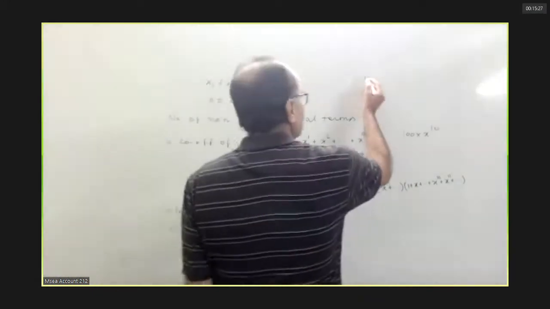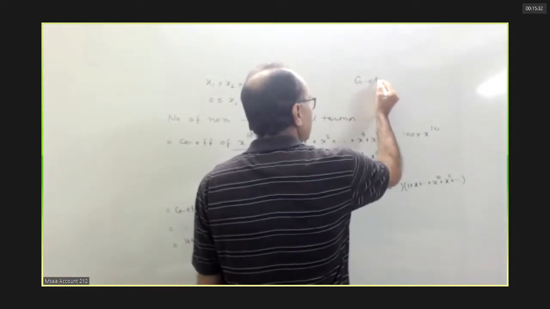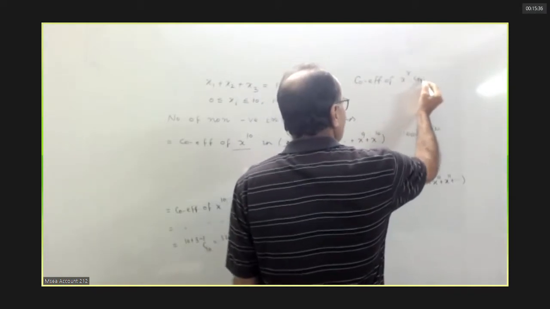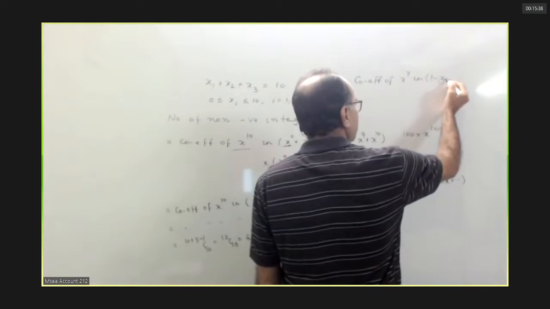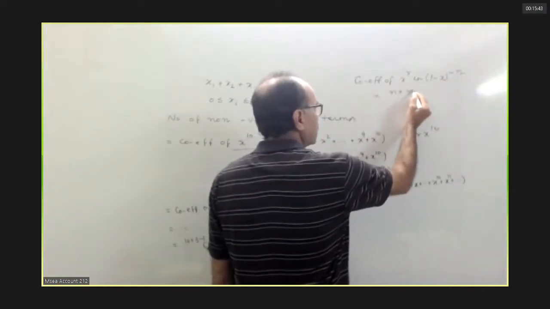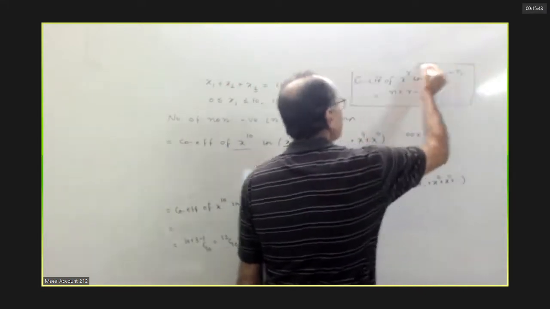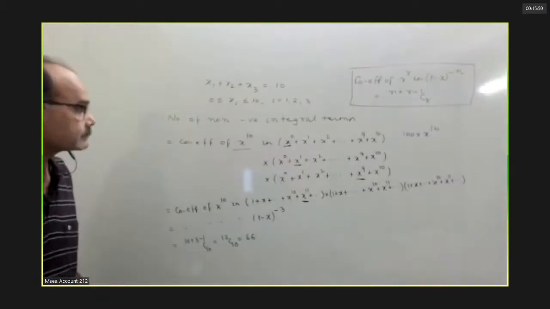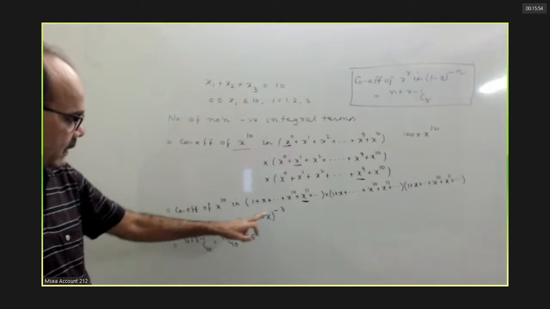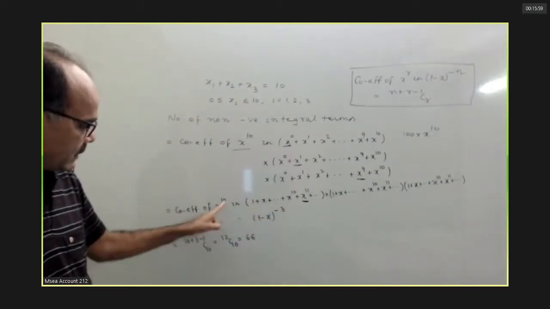Now, as I told you yesterday, one result: the coefficient of x to the power r in 1 minus x to the power minus n is how much? n plus r minus 1 C r. We'll prove it in the binomial theorem only. So here n is 3, r is 10. 3 plus 10 minus 1 C 10.